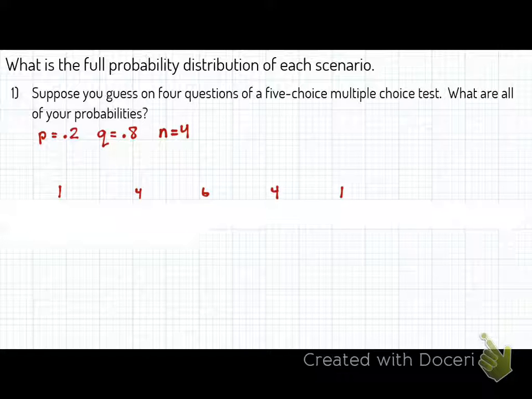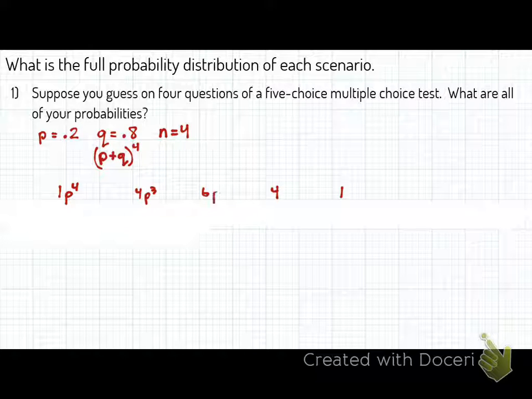And then I'm going to set up my problem based upon P plus Q to the nth power. In this case n is going to be 4. Okay, so I'm going to have P to the 4th, P to the 3rd, P squared, P to the first, P to the 0.